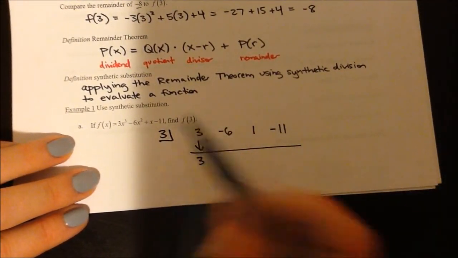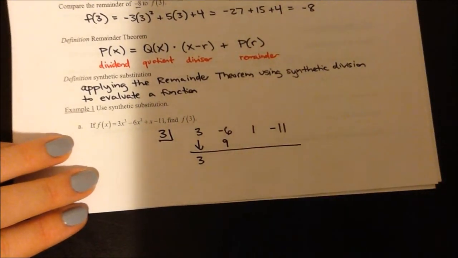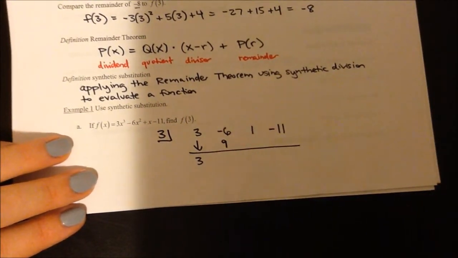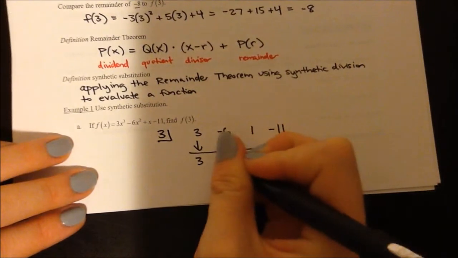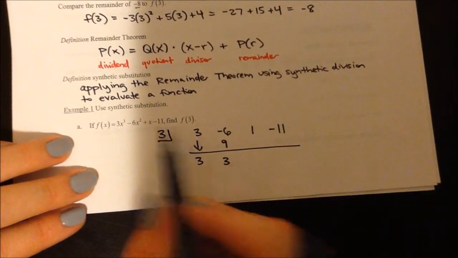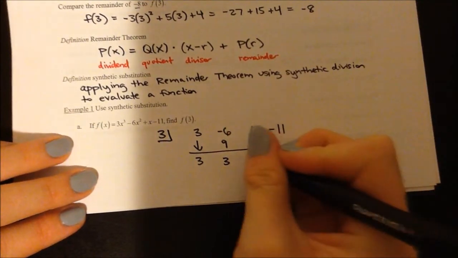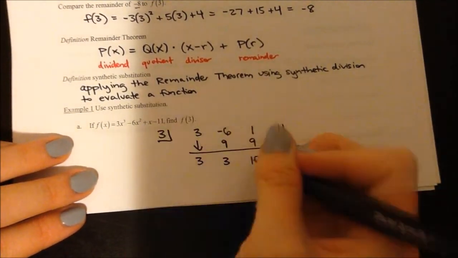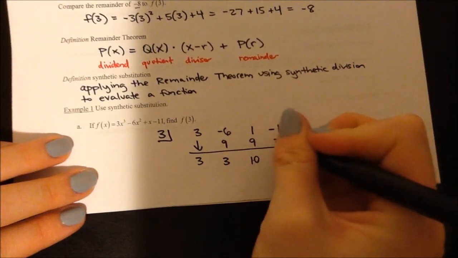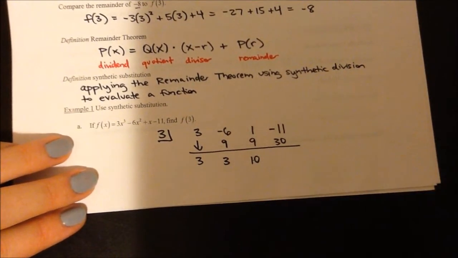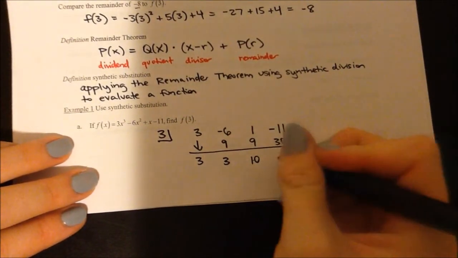We multiply 3 times 3. Line that 9 up right under here. Combine those two together. Negative 6 and 9 gives us 3. So again, we multiply 3 times 3. That gives us 9. Combine these two up. 1 and 9 gives me 10. Multiply these two together. 3 times 10 gives me 30. And then I combine these up. A negative 11 and a positive 30 leaves me with 19.